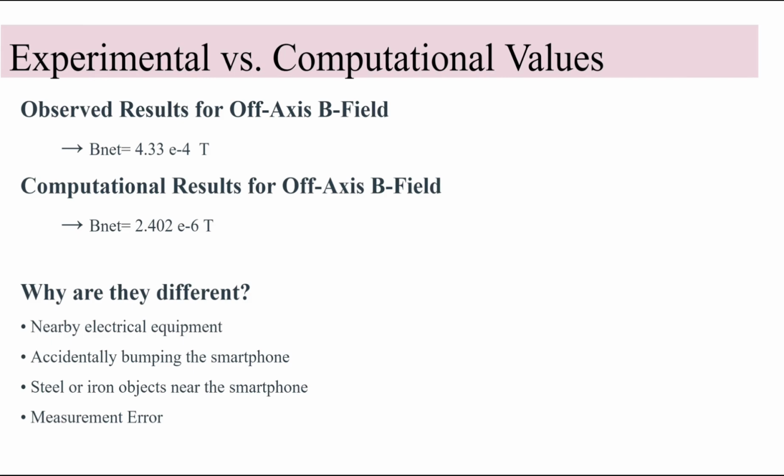When compared to my experimental result of 4.33 times 10 to the negative 4 Tesla, there is a significant disparity. This is likely due to external interference, such as nearby electronics, steel table legs, or slight measurement errors during the manual movement of the smartphone.